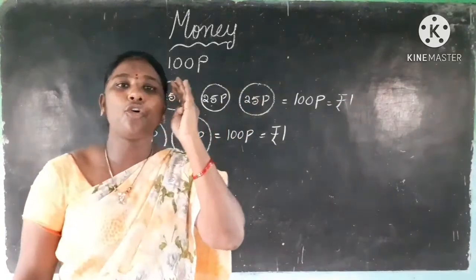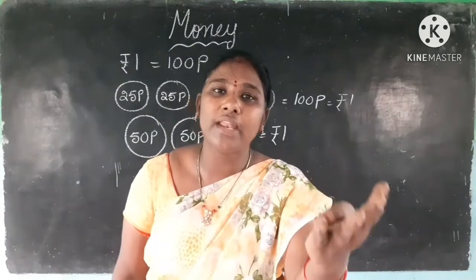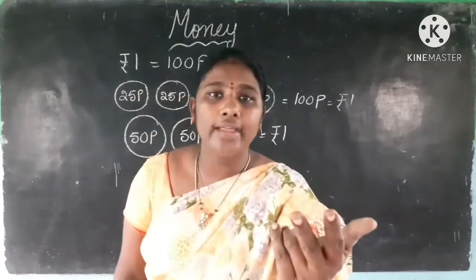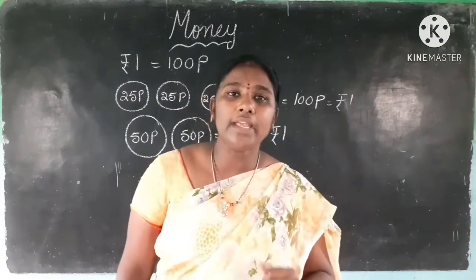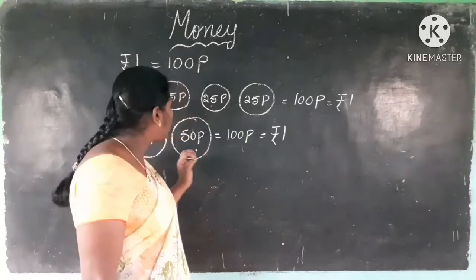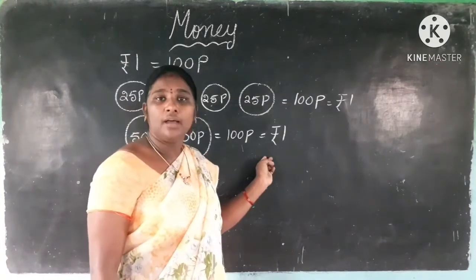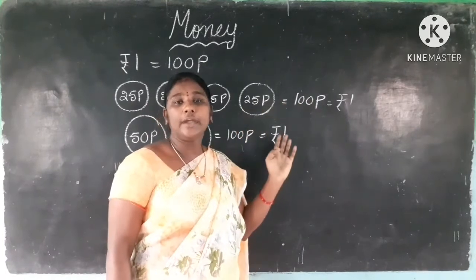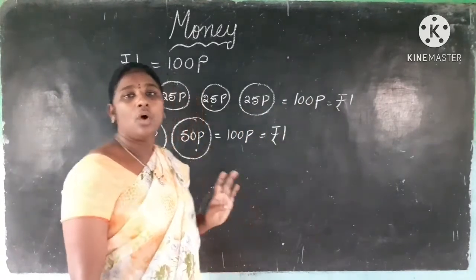So if you have 4 coins of 25 paise, how much money do you have? 1 rupee. If you have 2 coins of 50 paise with you, how much money do you have? 1 rupee. Okay. That means 2 coins of 50 paise make 1 rupee. 4 coins of 25 paise make 100 paise. It is also equal to 1 rupee.